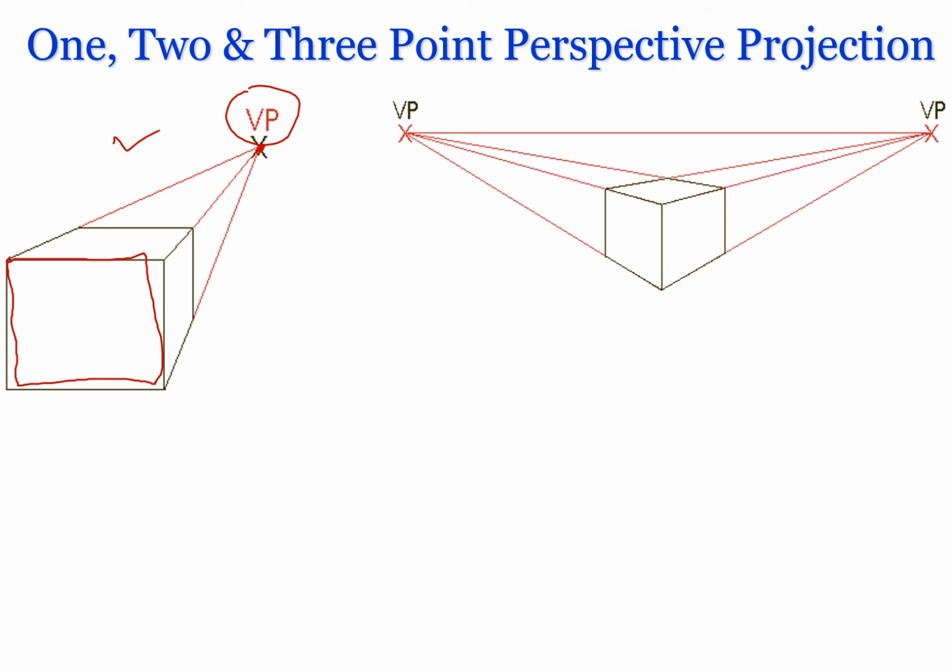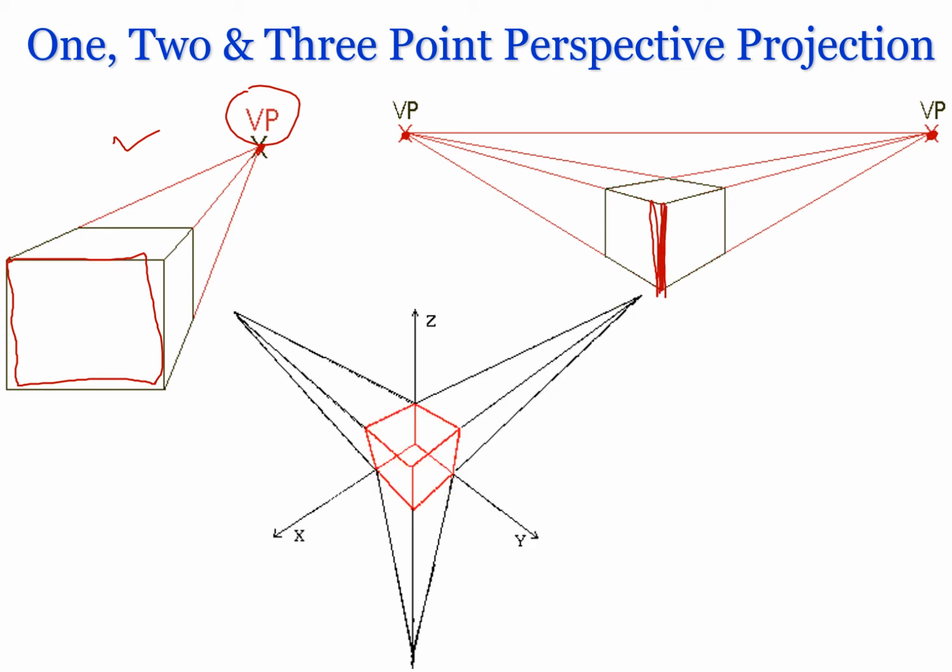Then there is 2 point perspective projection. In 2 point perspective projection, we have two convergence points, and this edge right here is parallel to the projection plane. Then we have 3 point perspective projection, in which we have 3 convergence points. In this type of perspective projection, neither an edge nor a plane is parallel to the projection plane. So in this type, we have 3 convergence points, but no edge or plane is parallel to the projection plane.